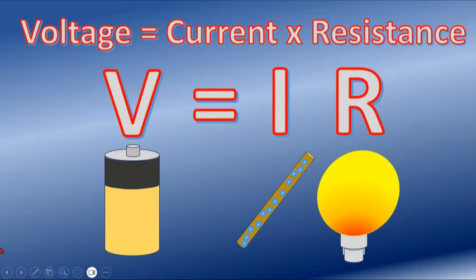The voltage comes from the battery or whatever the power source is. The resistance comes from whatever is hooked up to the battery. Like, for instance, in a circuit where there's just batteries and light bulbs, the light bulb would be the resistor. The voltage would come from the battery.